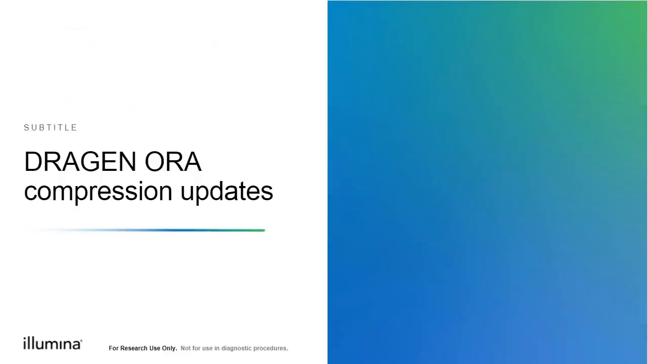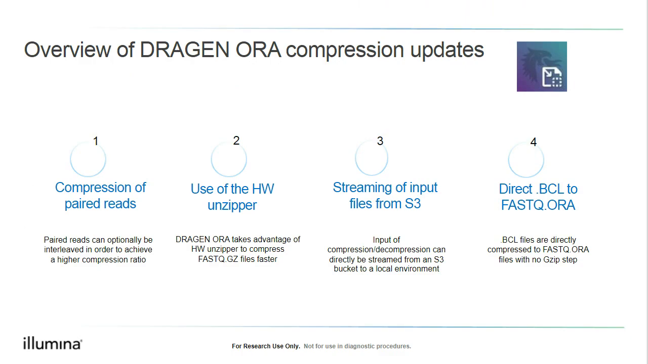I want to quickly go over some of the ORA compression updates that we have made in this release as well. So there are 4 different updates that we have made. So one is a compression of paired read options. We have sped up the compression by using the hardware within DRAGEN. If you're using ORA compressed files in the cloud, we now support streaming, and also the option to go directly from BCL to FASTQ. So let's go one by one into a little bit more detail for each of these features.